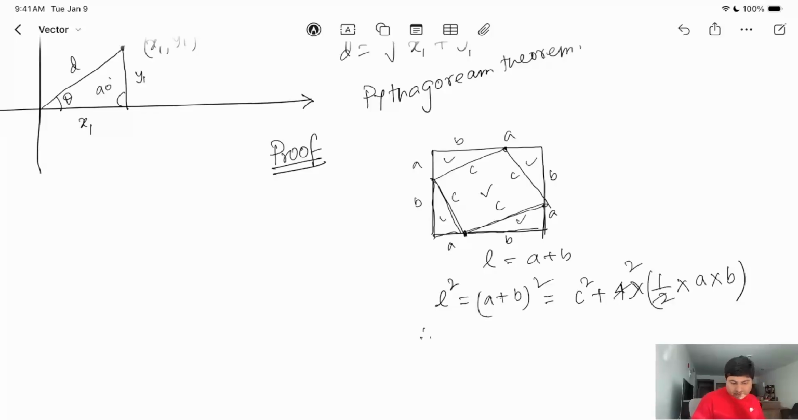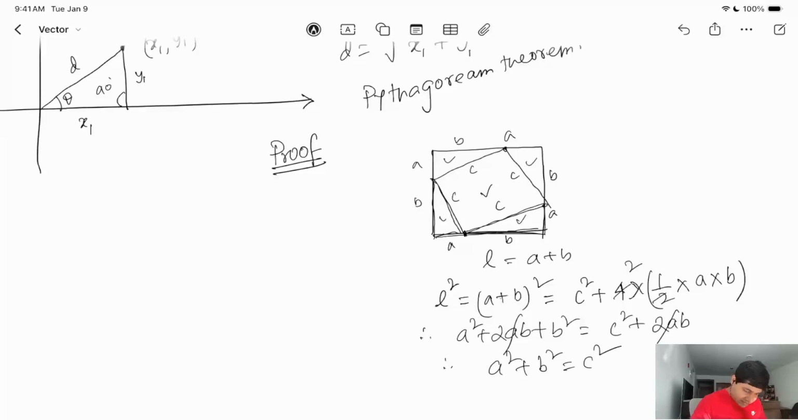So A plus B whole square, which is nothing but the entire length, this entire length is A plus B. So it's nothing but A square plus 2AB plus B square, which is nothing but C square plus 2AB. You can cancel out 2AB, so that eventually becomes A square plus B square equals C square.